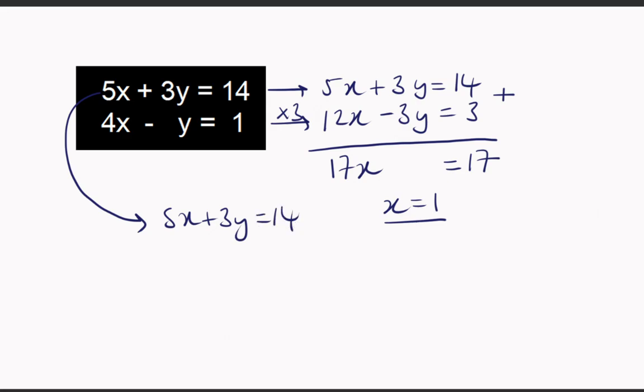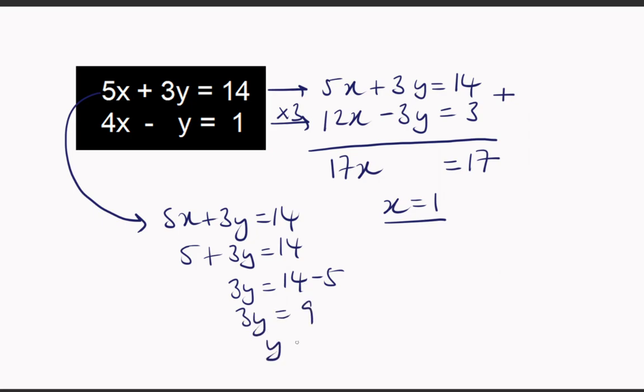And we know that x is 1, so actually 5 times 1, this is 5. So I'm going to take the 5 to the other side, so it'll be a minus 5. And 14 minus 5 is 9. So 9 divided by 3 is 3.